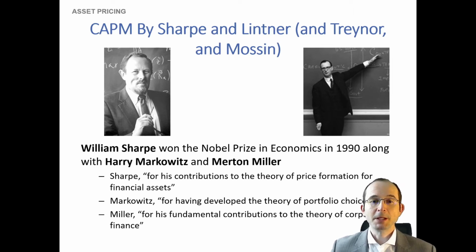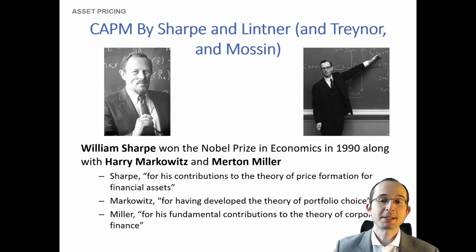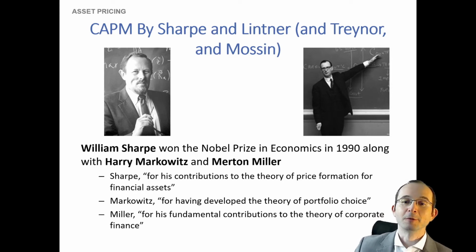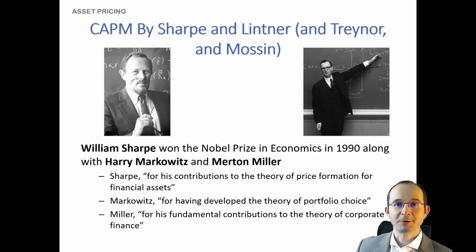And in the end, in the 1990s, William Sharpe, along with Harry Markowitz and Merton Miller, shared the Nobel Prize in Economics for their contributions to asset pricing, in the case of Sharpe, portfolio theory in the case of Markowitz, and mostly unrelated but tremendously influential as well, Merton Miller for his work on capital structure irrelevance theory from corporate finance.